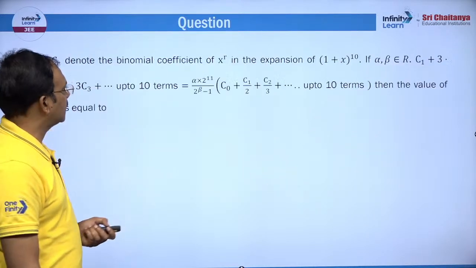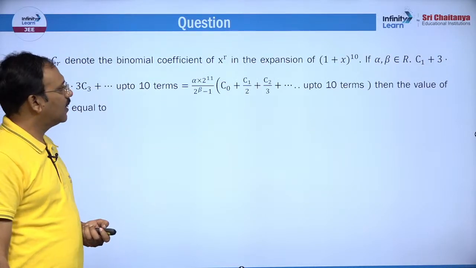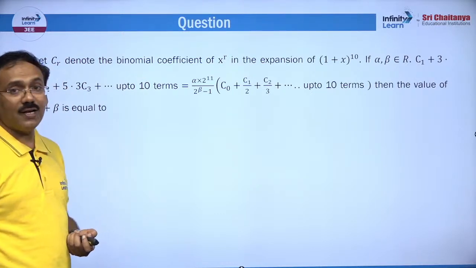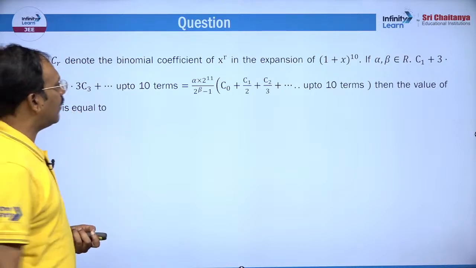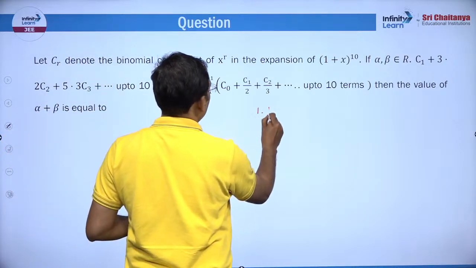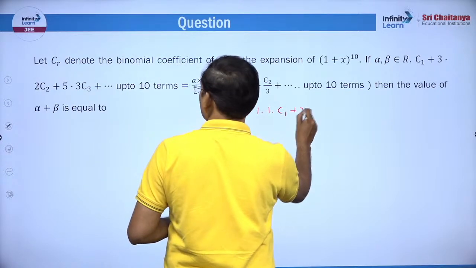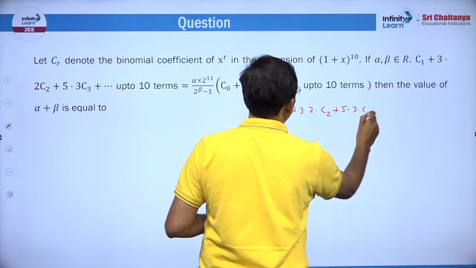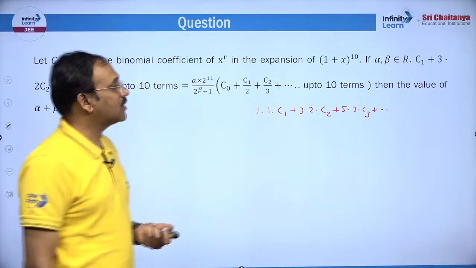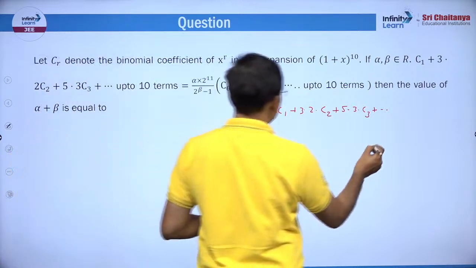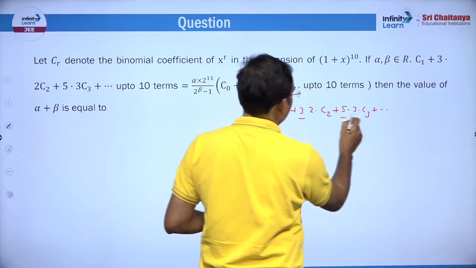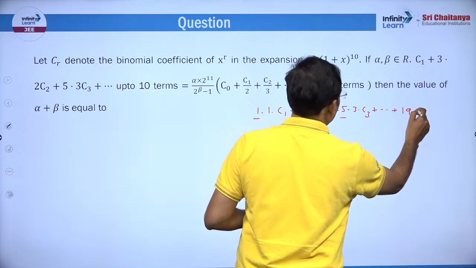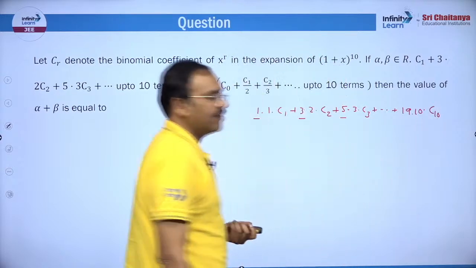The next, my dear friends, yeah, this is another question. You see, Cr denotes the binomial coefficient of x power r in (1 plus x) whole power 10. Now, you see the expansion given: 1 into C1 plus 3 into 2 into C2 plus 5 into 3 into C3 and so on up to 10 terms, because of (1 plus x) whole power 10. So, this is going to be 1, 3, 5, and the 10th odd number is 19, into 10 into C10 is given, right.